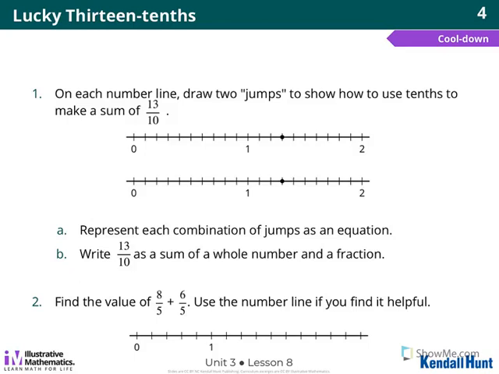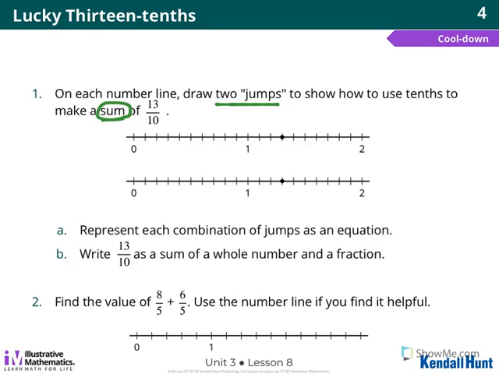Hi guys, this is the cool down for Unit 3, Lesson 8. Number 1, on each number line, draw 2 jumps to show how to use tenths to make a sum of 13 tenths. So I know sum is the answer in an addition problem.